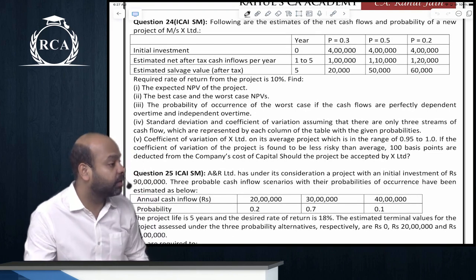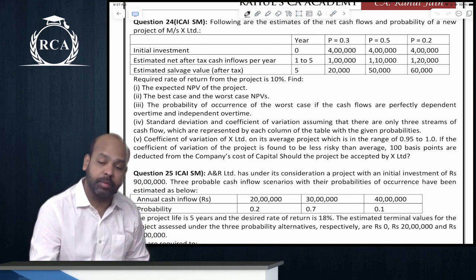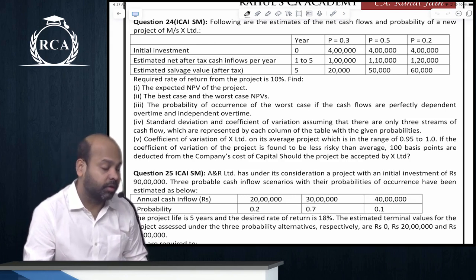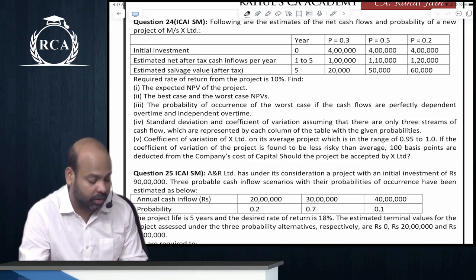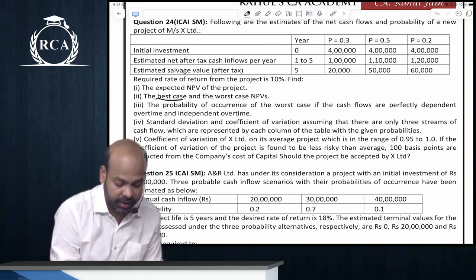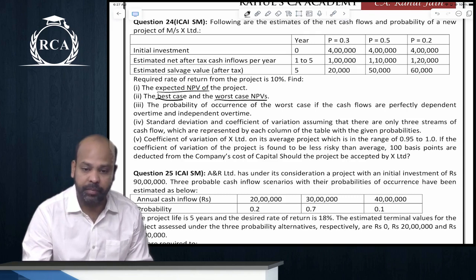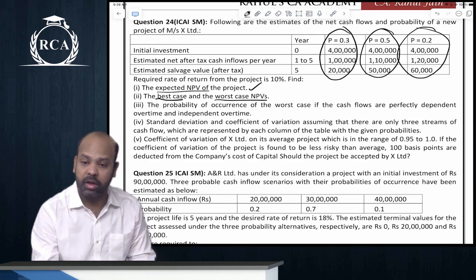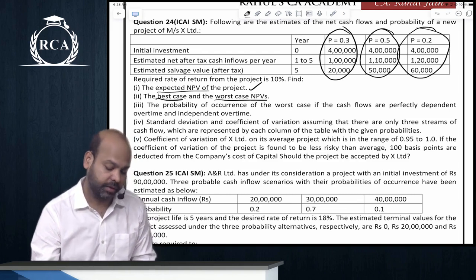Expected NPV is the average of all the three. It is not that the one with the highest probability is called most likely; wait, the one with the highest probability is most likely. The one with the highest NPV is called the best case scenario. The one with the least NPV will be termed the worst case scenario. So they have asked us the best case NPV, worst case NPV, expected NPV, but not most likely NPV. To answer the first bit, we will compute NPV at all three scenarios and then take the weighted average, that is, multiply by the corresponding probabilities. Start, guys.